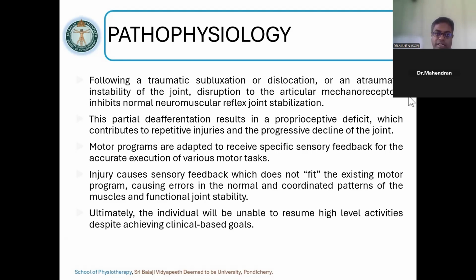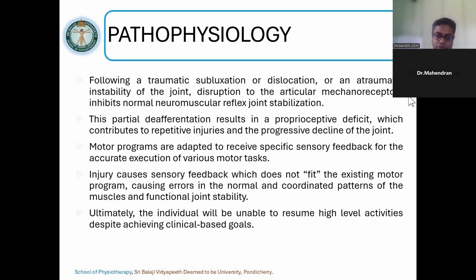By using the RNT technique, we are not only restoring the dynamic stability and fine motor control, we are also preventing the recurrence of injury. That is also a part of rehabilitation. Because if you are planning rehabilitation for any purpose, to restore the function or the structure to normal function, we also need to look at the prevention of injuries or recurrence. So RNT is useful for that.